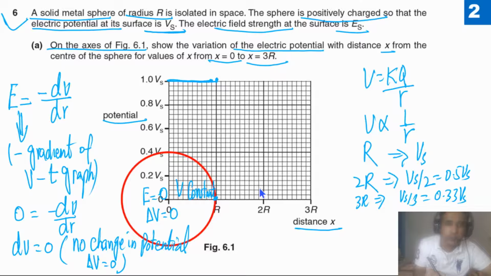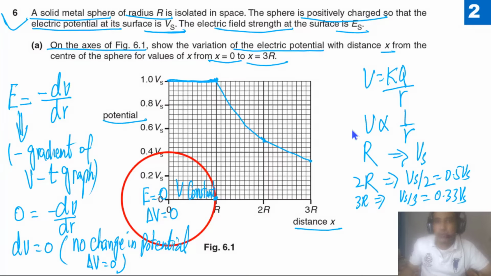If these points are clear to you, it simply means that at 2R it has to be half, so it will be here. This is the value of Vs, and here it will be about 0.33 Vs, so it will be about here. Now we simply need to connect these points, and if we connect these points, the shape of the graph will look somewhat like this. We can improve it a little bit here. So the shape of the graph has to look like this. This is how you need to sketch the graph.